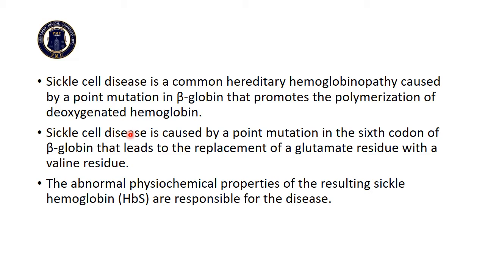Sickle cell disease is a common hereditary hemoglobinopathy which is caused by a point mutation in a beta globin gene that promotes the polymerization of deoxygenated hemoglobin.